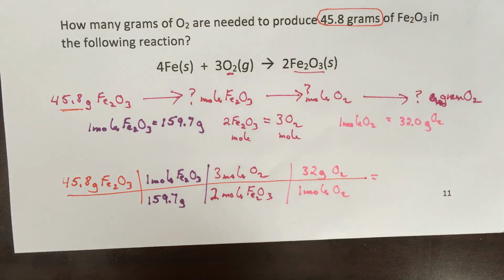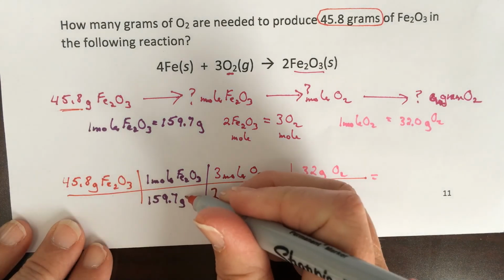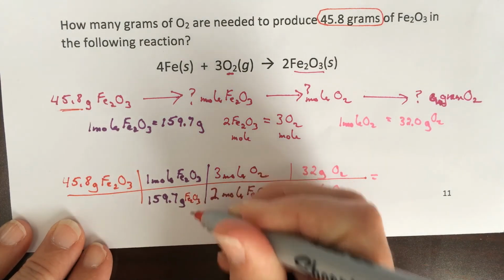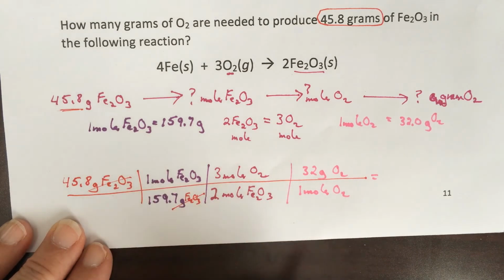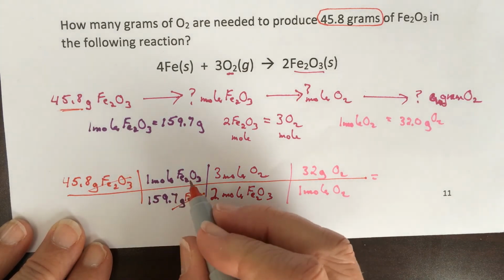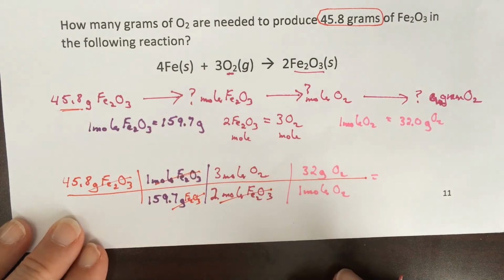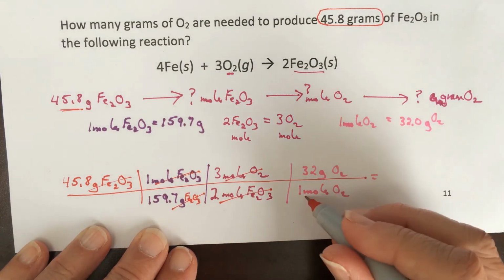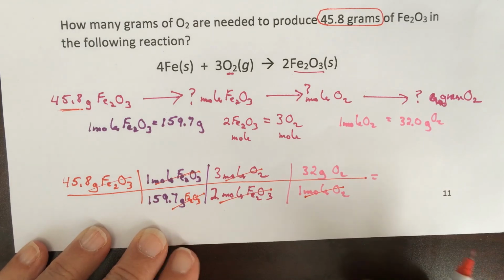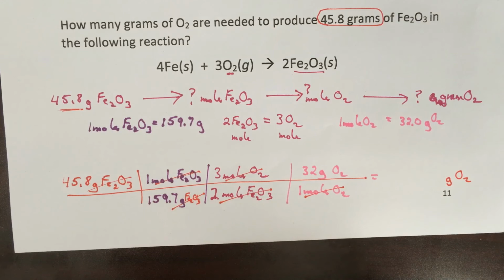Now let's look at the units on this. I'm going to get the red out. Grams of iron oxide cancels with grams of iron oxide. Moles of iron oxide cancels with moles of iron oxide. Moles of O2 cancels with moles of O2. Our final units are going to be grams of O2.